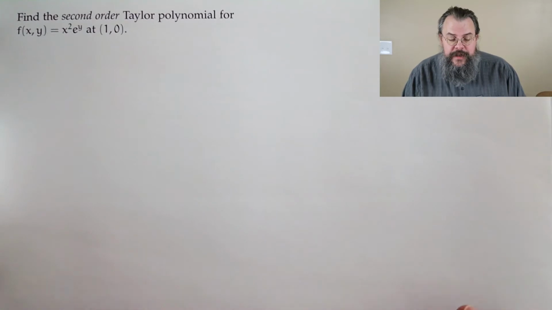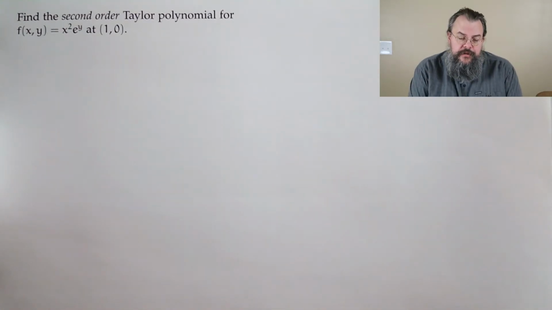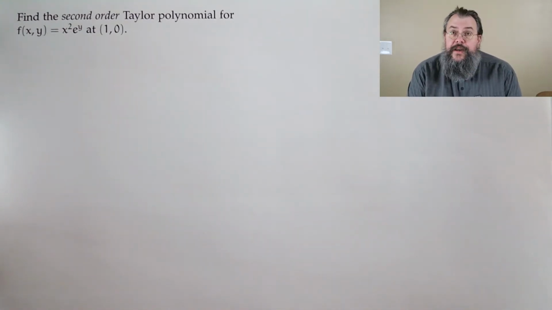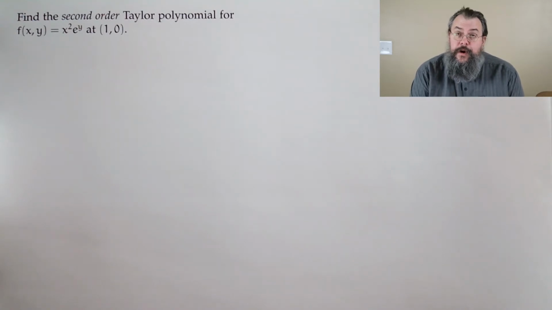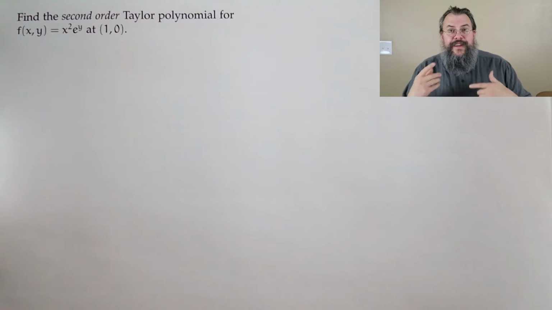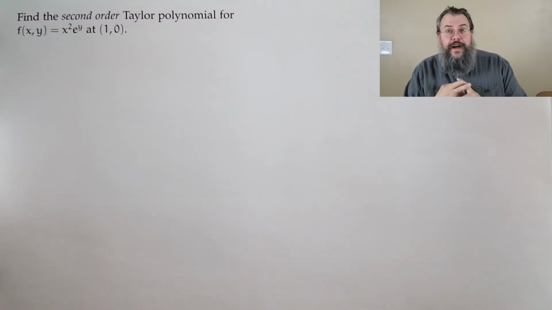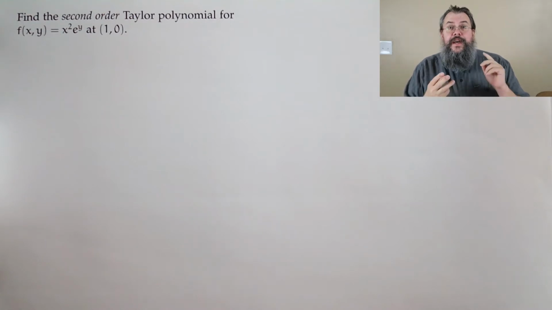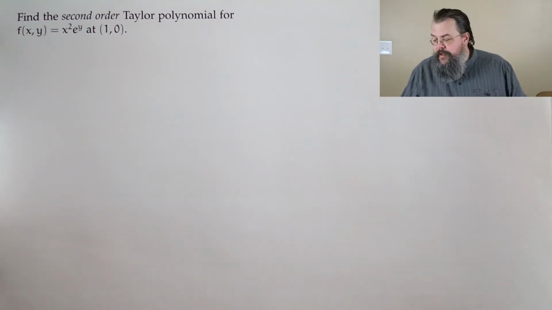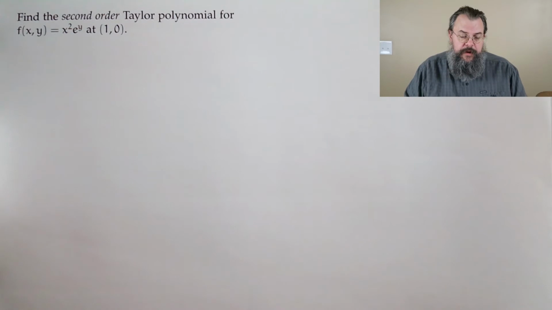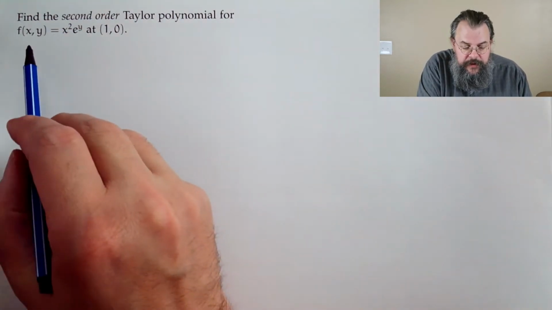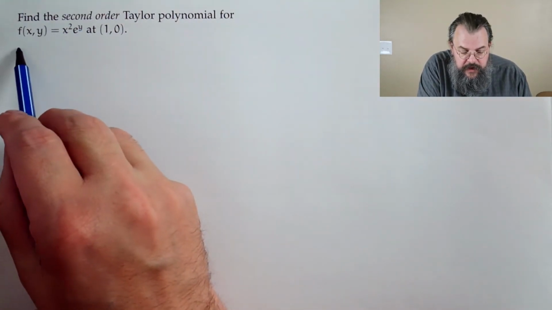Find the second order Taylor polynomial for the function x squared e to the y at (1, 0). All right, great. So we kind of have the process, right? We're going to find our partial derivatives, evaluate our partial derivatives, and then plug everything in. So let's start by talking about our partial derivatives. So we have our function. We'll just write them underneath.